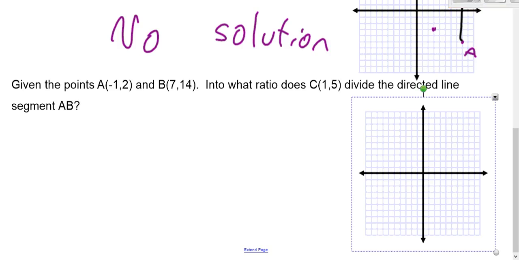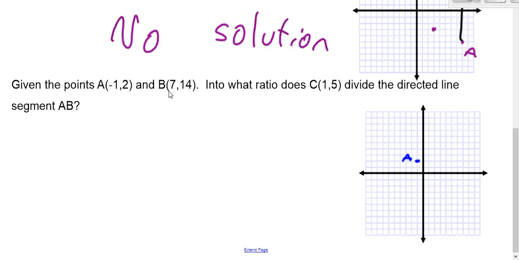Let's see, hopefully this next one works out right. Negative 1, 2. There's point A. Point B is 7, 14. Ooh, that's going to be off the chart a little bit. That's okay. It'll be 11, 12, 13, 14 up there. So to get from A to B, we're going from 2 to 14. So that means you have to go up 12.